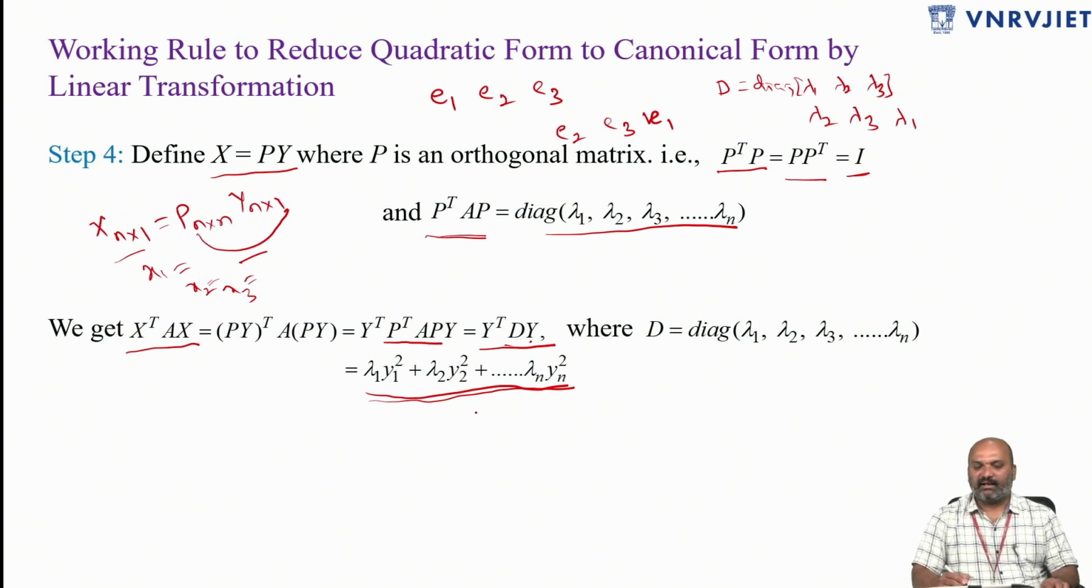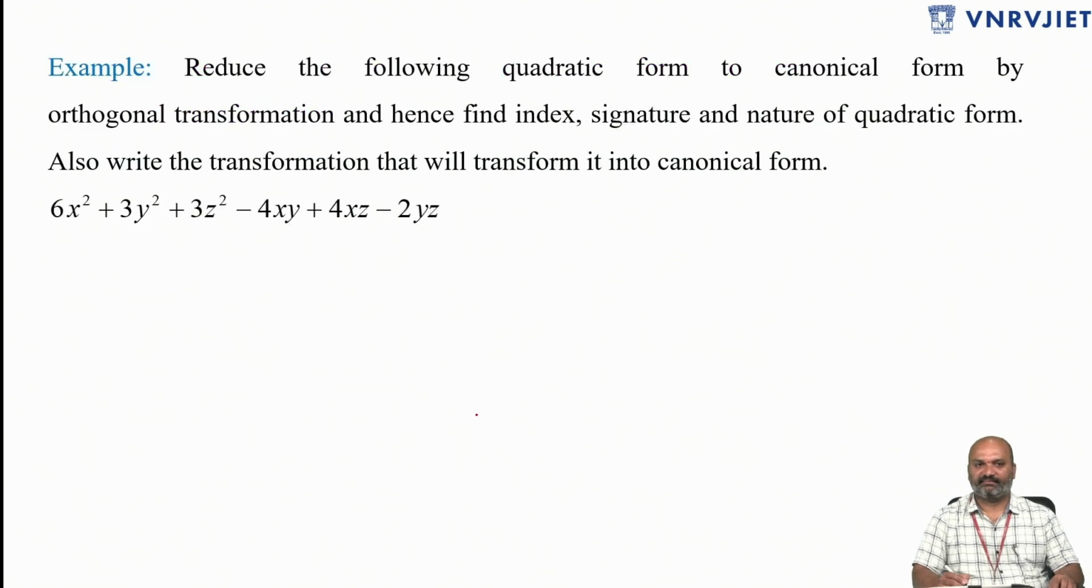I hope you understand. Let's discuss a problem on how to reduce a quadratic form to canonical form by orthogonal transformation. Let's see one example. Reduce the following quadratic form to canonical form by orthogonal transformation, and hence find the index, signature, and also the nature of the quadratic form. Also, along with that, write the transformation that will transform it into canonical form. So this is the given quadratic form.